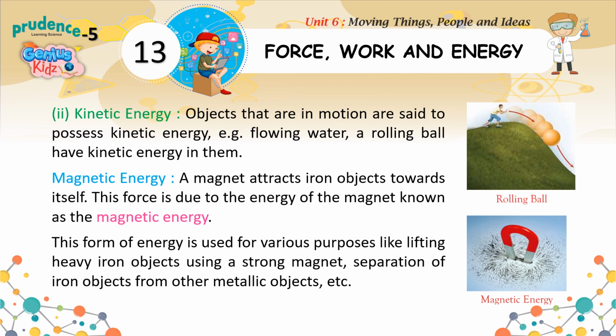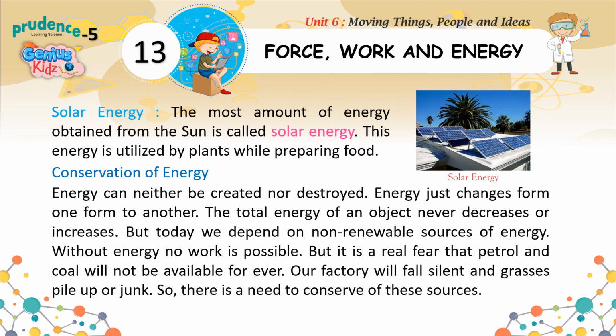Magnetic energy. A magnet attracts iron objects towards itself. This force is due to the energy of the magnet, known as magnetic energy. This form of energy is used for various purposes like lifting heavy iron objects using a strong magnet, separation of iron objects from other metallic objects, etc. Solar energy. The largest amount of energy is obtained from the sun and is called solar energy. This energy is utilized by plants while preparing food.